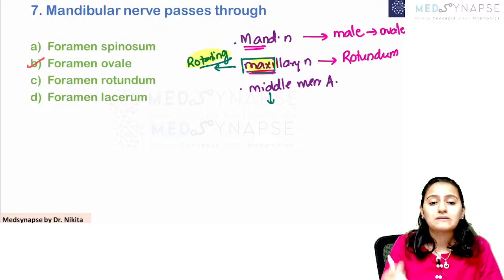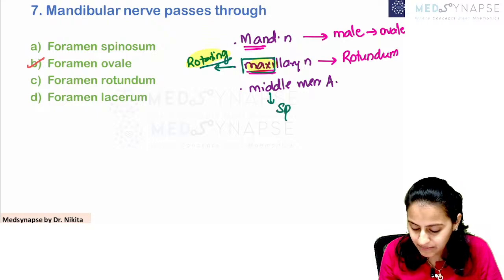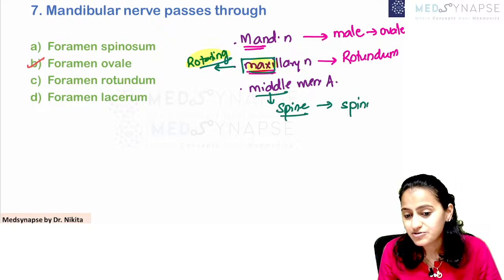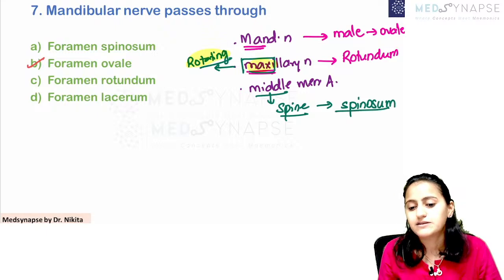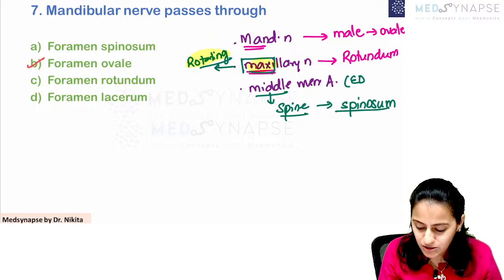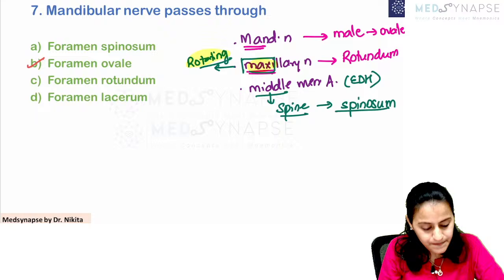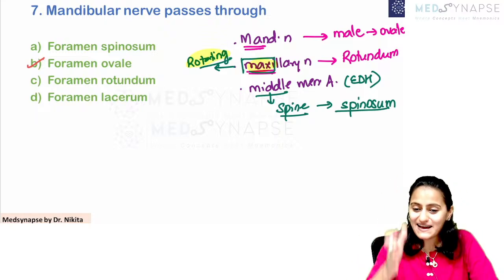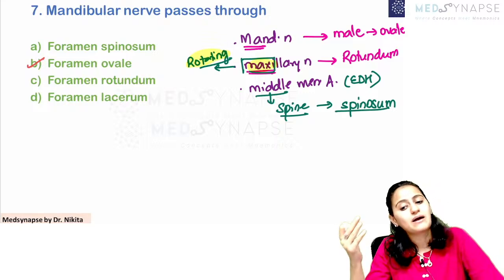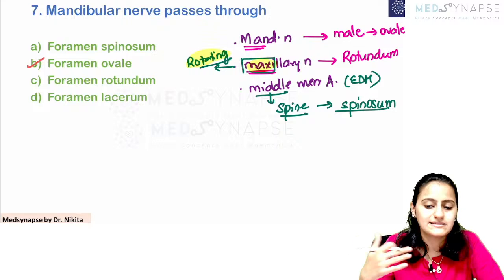And the middle meningeal artery. What do we have in the middle of our body? The middle of our body is the spine. So the middle meningeal artery goes through foramen spinosum. This is the one, the rupture of which leads to EDH, extradural hemorrhage. So remember spine for the middle meningeal artery. Maxi rotating, foramen rotundum. Mandibular nerve, male is ovale.